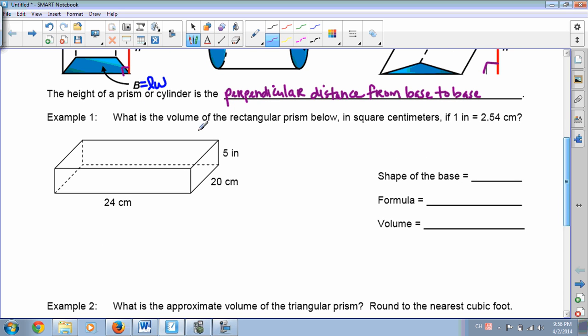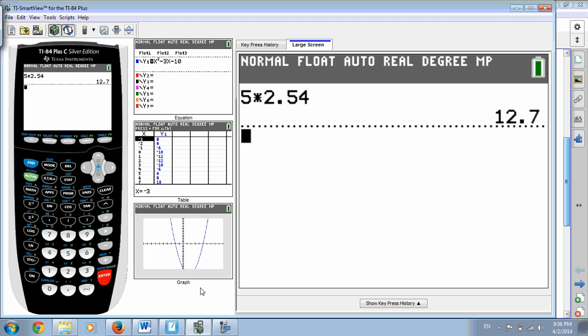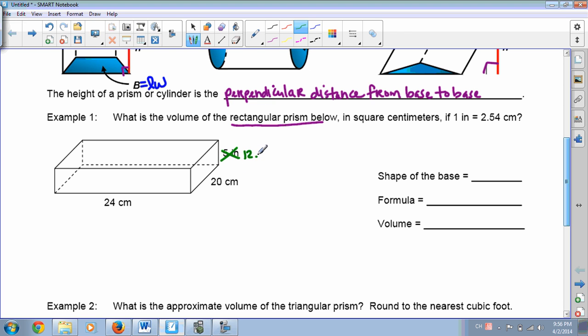Okay, so let's actually try our problem here. Example 1, this is a rectangular prism, and we want to find the volume in square centimeters. So the first thing we're going to have to do is convert anything that's not centimeters into centimeters. So we have 5 inches here. We need to convert this into centimeters. So 5 inches, and we know that 1 inch equals 2.54 centimeters. So 5 inches times 2.54 will give us 12.7 centimeters. Okay, so now we've done our converting.